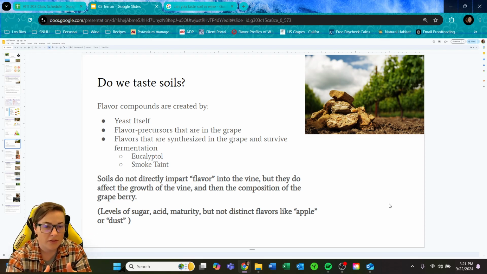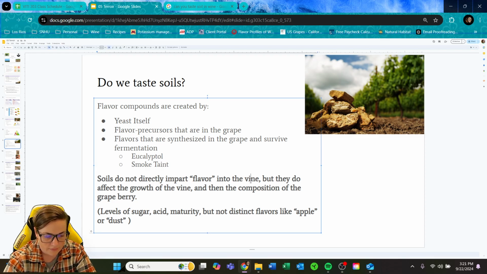You can't just go out to the vineyard and bury these things in the soil and hope it's going to leach into the grapes and then into the wine. It doesn't work like that. So the answer is no. Soils do not directly impart these flavors into the wine. So it gets very confusing. I'm going to say wine.